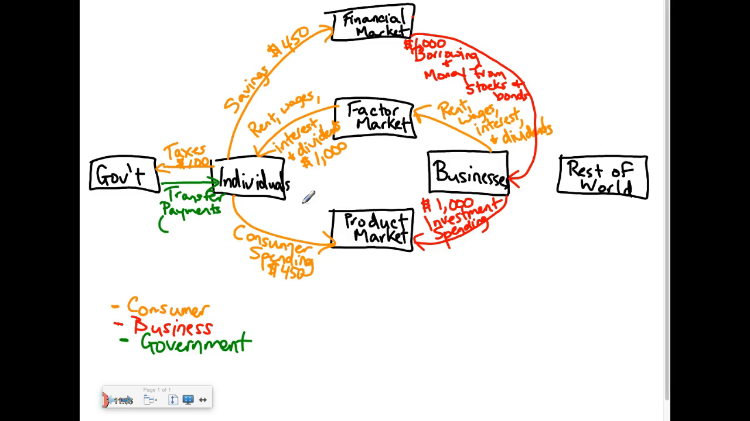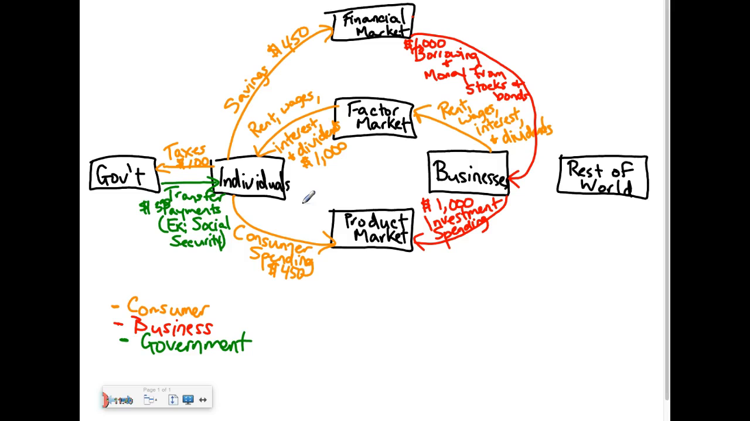This would include, for example, Social Security, unemployment checks, welfare checks, and tax refunds. Those are going to be transfer payments. So let's say for kicks and giggles that we're going to say $50 is what we are going to get in transfer payments. I know that's hard to read, $50.